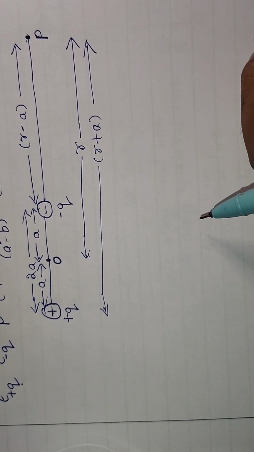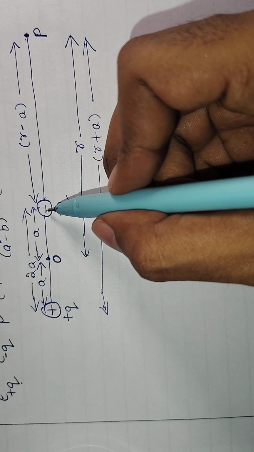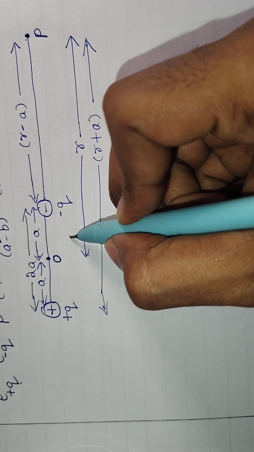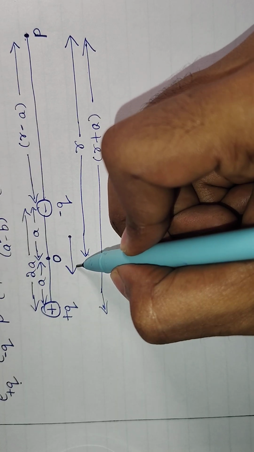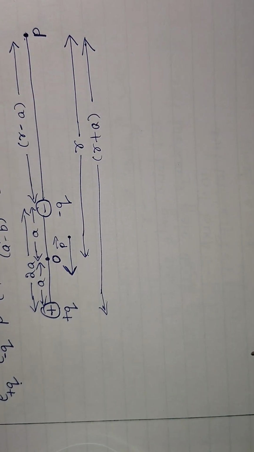Now what is the direction of p vector? That is dipole moment vector. Dipole moment vector is always from negative charge to positive charge, so the tail will be here and arrow mark will be in this direction. This is the direction of p vector.